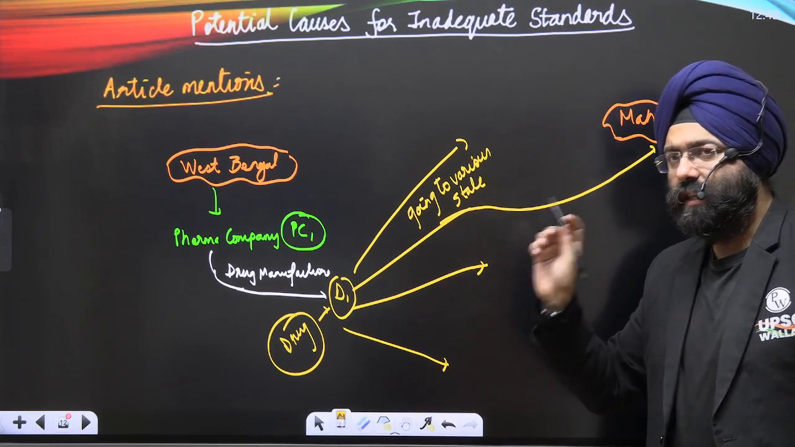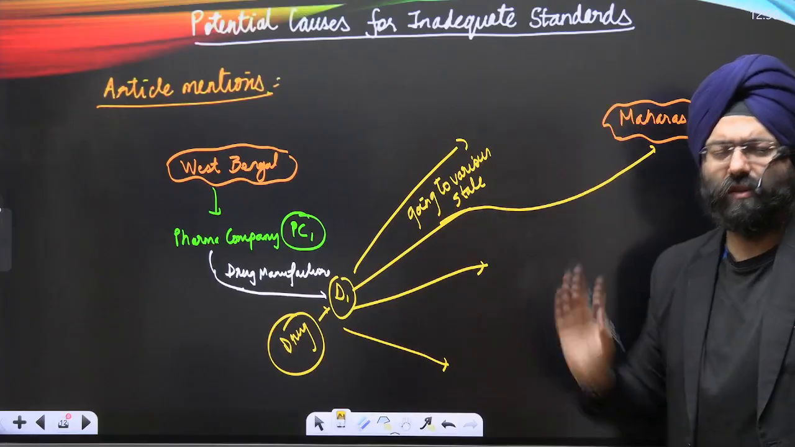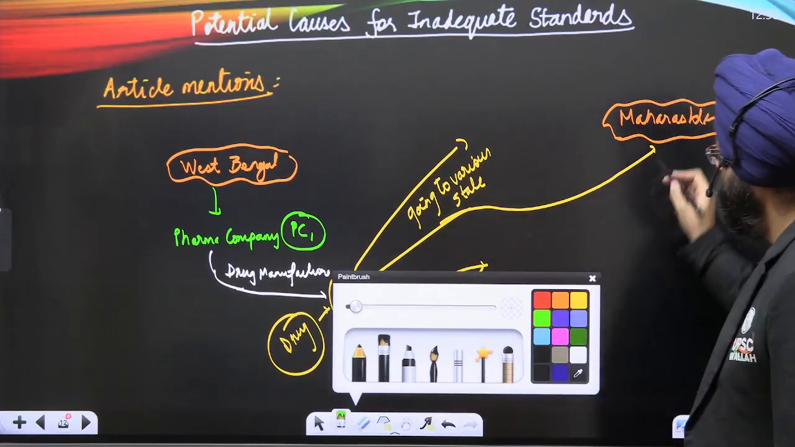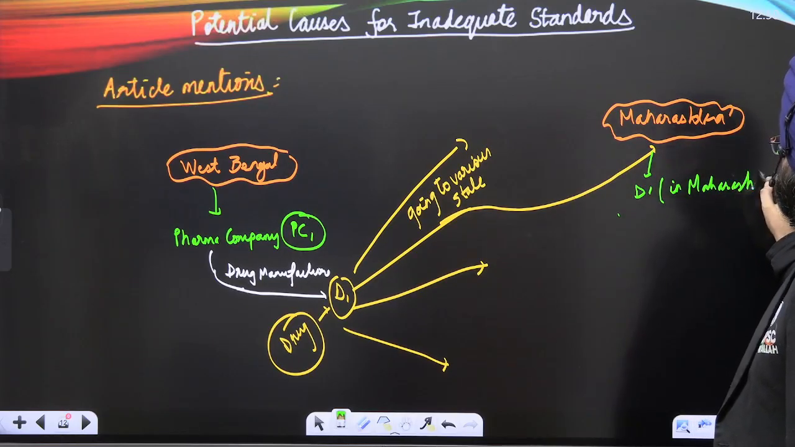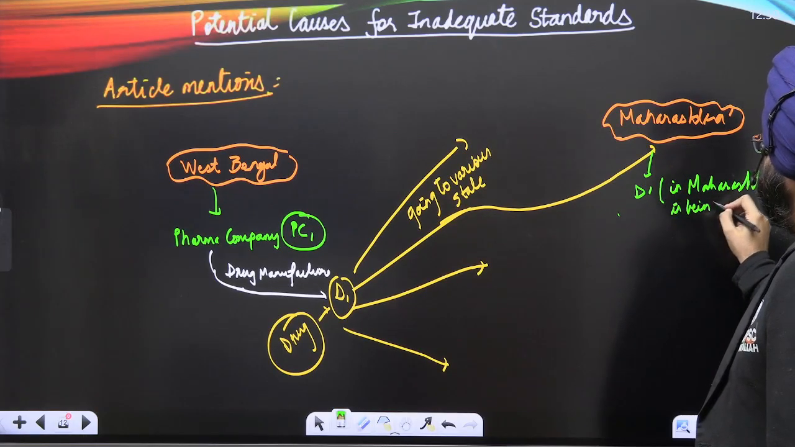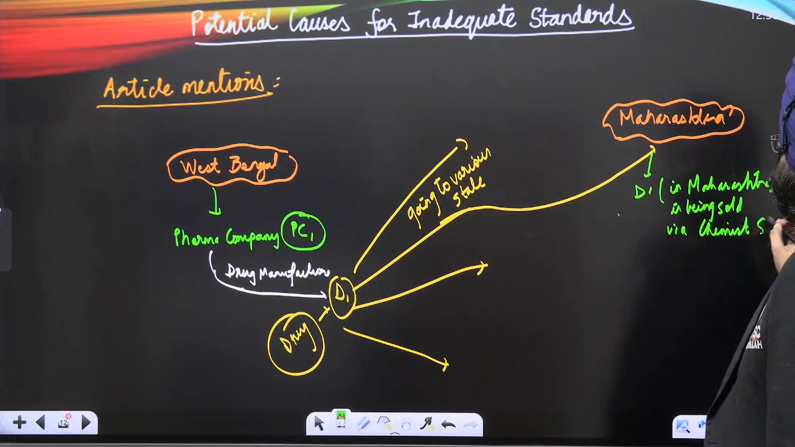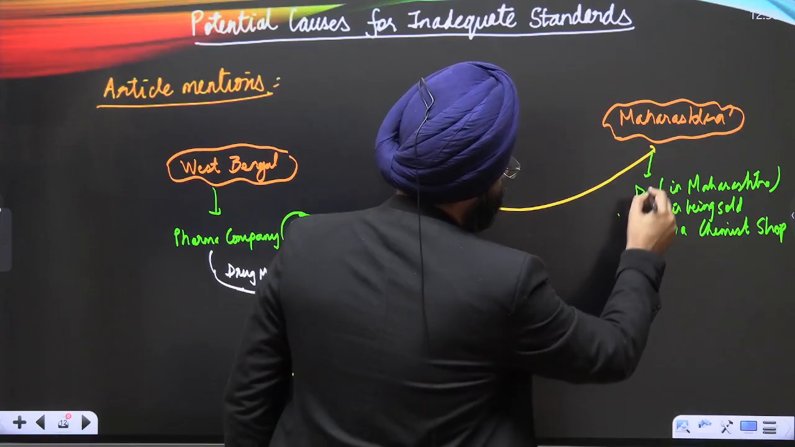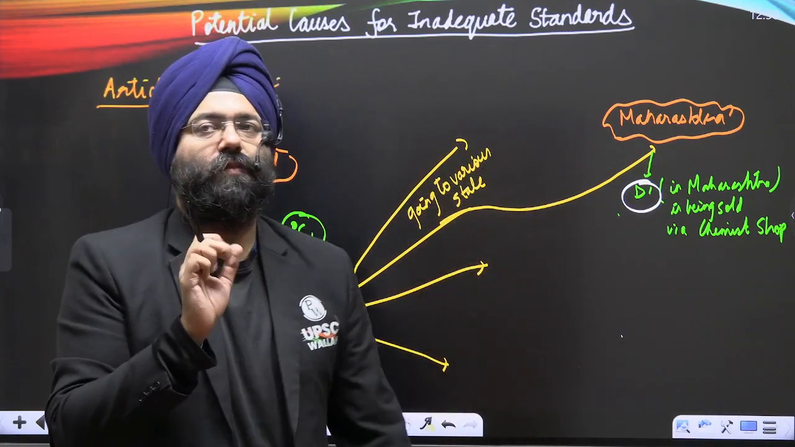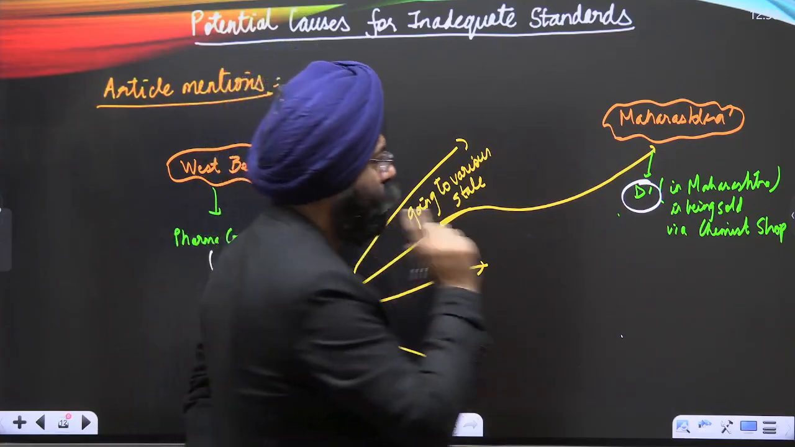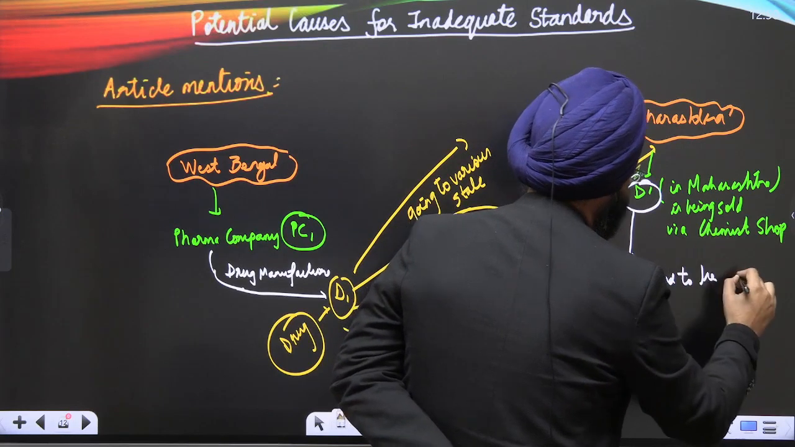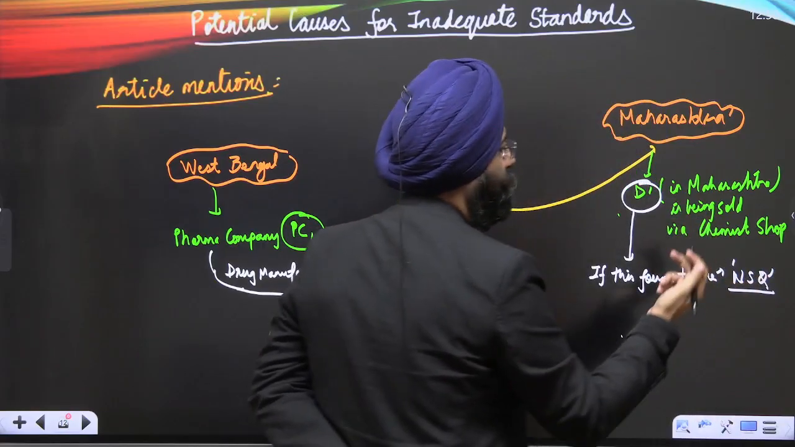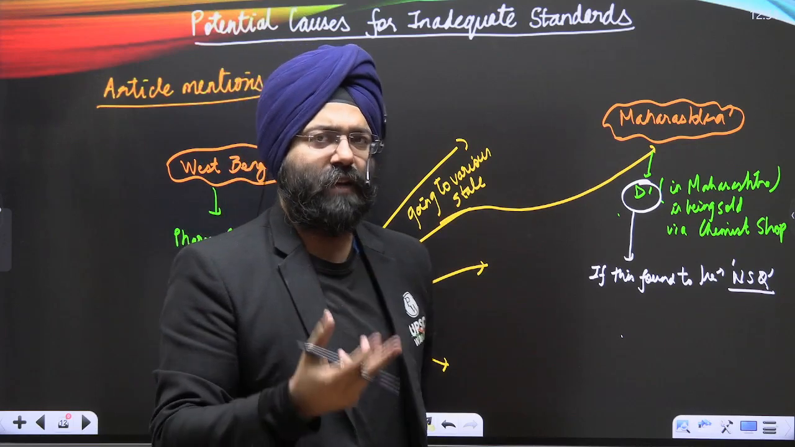Now in Maharashtra, the drug that is being manufactured, let us assume, is related to blood pressure, whatever be the drug. Now this drug will be sold in Maharashtra. D1 in Maharashtra is being sold via chemist shops, right? Chemist shops. Now please understand. When this is being stored, there is a problem in the Drugs and Cosmetics Act. If this is found to be, let us say, NSQ, or spurious, or adulterated, or misbranded, whatever, etc.